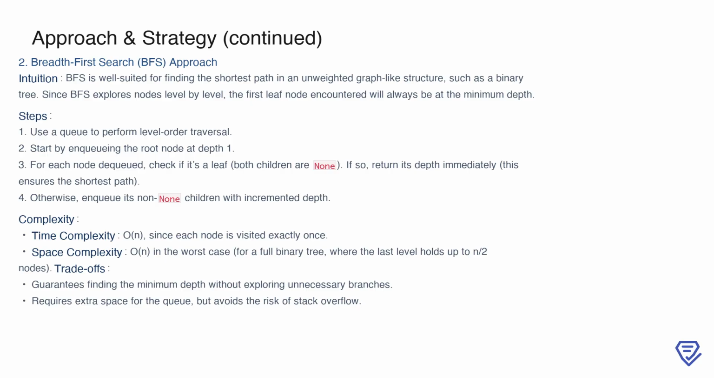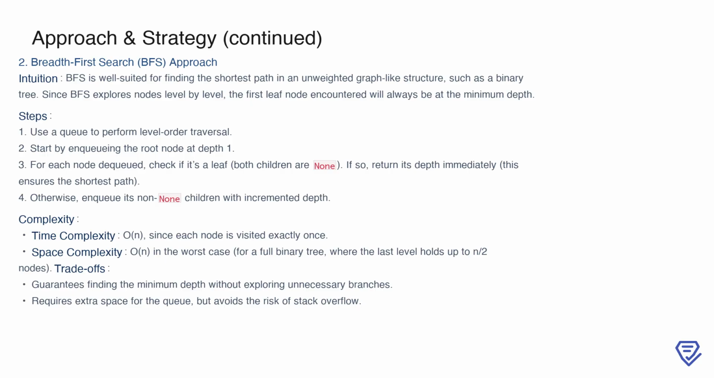To implement this, we use a queue to facilitate level order traversal. We start by enqueuing the root node with an initial depth of 1. As we process each node, we check if it's a leaf node. If it is, we immediately return its depth, ensuring we stop as soon as we find the shortest path. For non-leaf nodes, we enqueue their non-null children with an incremented depth.